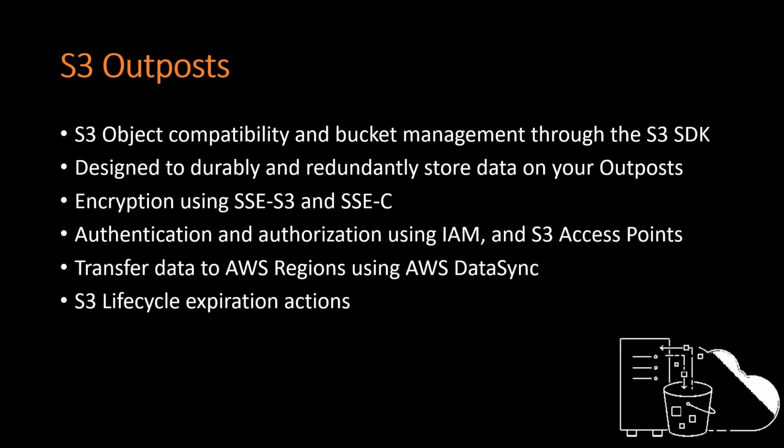And finally, S3 Outposts. It is the newest release of the S3 flavors. Amazon S3 on Outposts delivers object storage to your on-premises AWS Outposts environment. Using the S3 APIs and features available in AWS Regions today, S3 on Outposts makes it easy to store and retrieve data on your Outpost, as well as secure the data, control access, tag them, and report on them. It is designed to durably and redundantly store data on your Outposts.